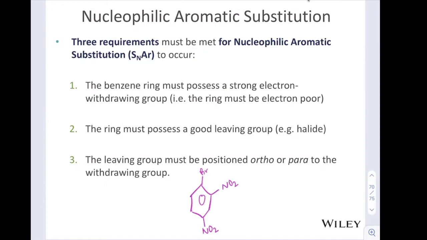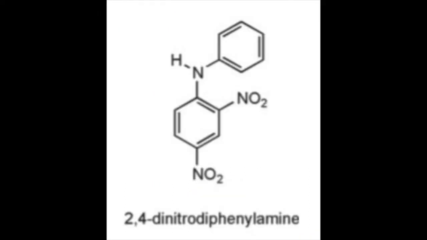The three requirements that must be met for nucleophilic aromatic substitution to occur are: the benzene ring must possess strong electron withdrawing groups on the ring, for example, our nitro groups. Second, the ring must possess a good leaving group, so we have bromine. And third, the leaving group must be positioned ortho or para to the withdrawing group, and we have that as well. And shown here is the product of our reaction, 2,4-dinitrodiphenylamine. Okay, that's enough theory. Let's head to the lab.